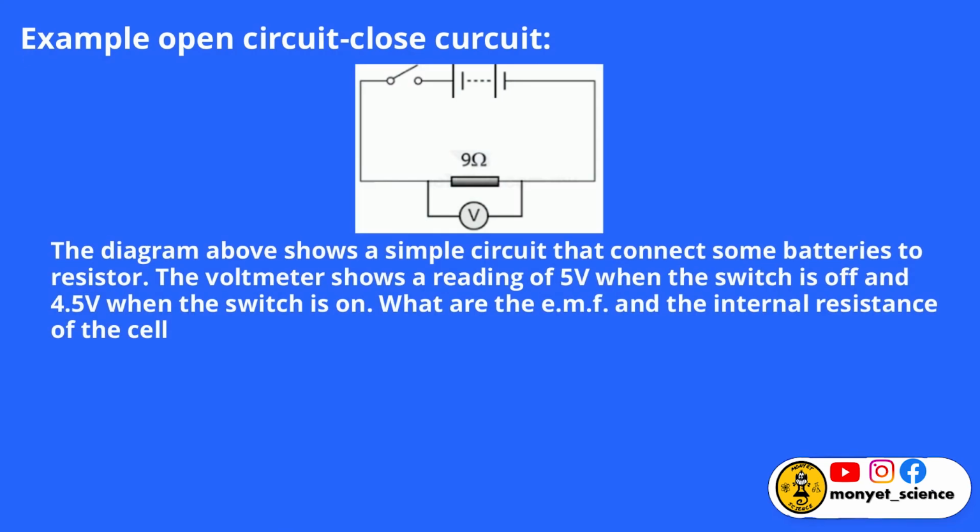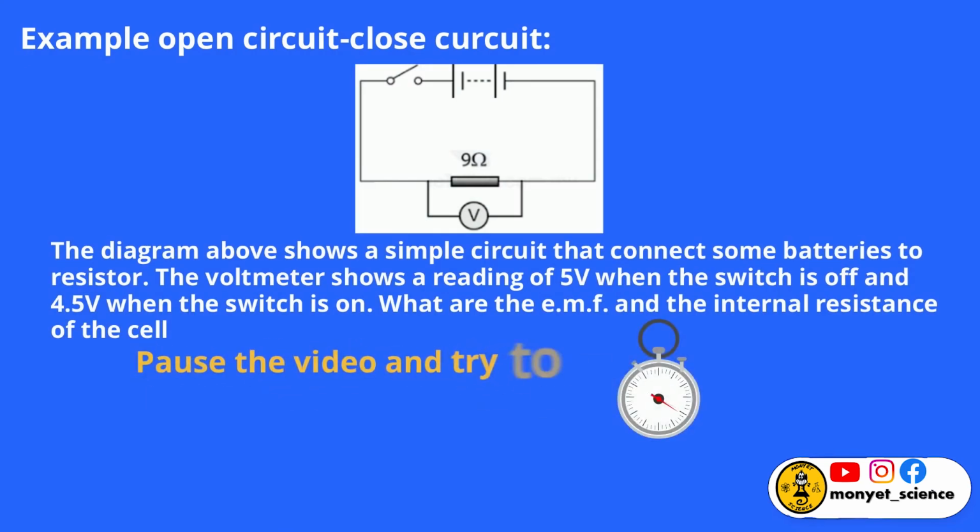Let's look at an example that uses the open circuit closed circuit method. The diagram above shows a simple circuit that connects some batteries to the resistor. The voltmeter shows a reading of 5 volts when the switch is off and 4.5 volts when the switch is on. What is the EMF and the internal resistance of the cell? Please pause the video to try it yourself.